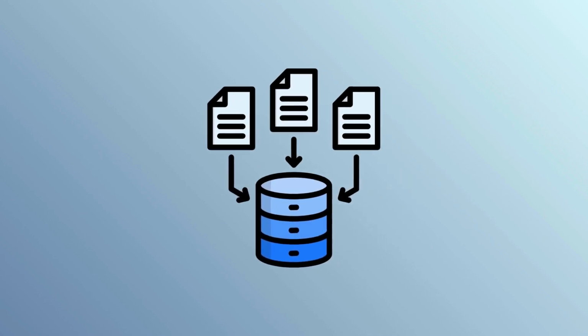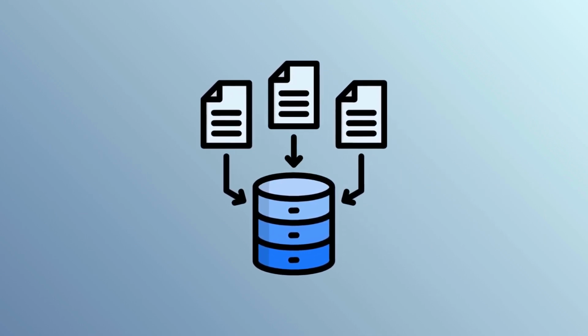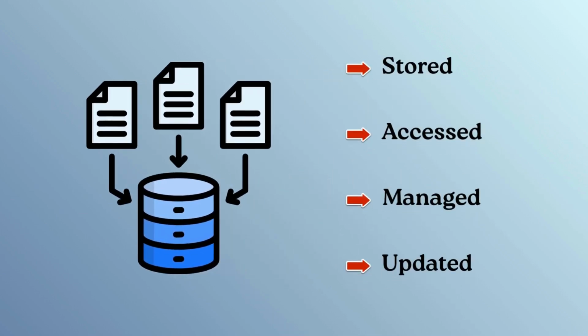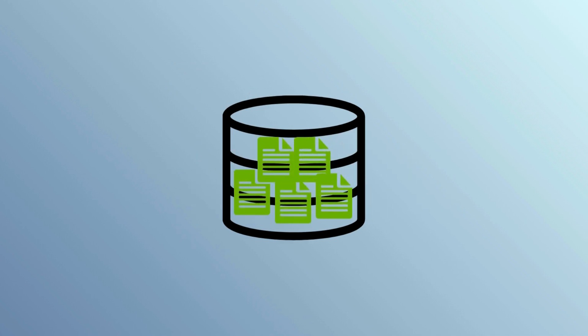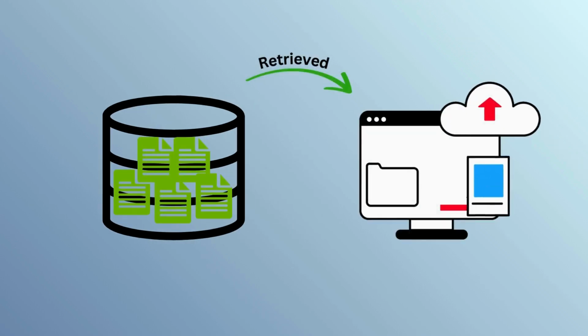A database is an organized collection of data that can be stored, accessed, managed, and updated efficiently. In simple terms, it is a system that allows web applications to store information permanently and retrieve it whenever needed.